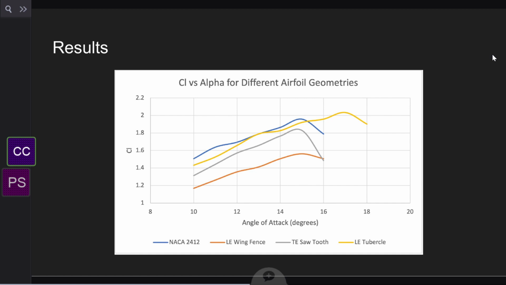And the worst performing was the wing fence. It realized stall at the same angle of attack. However, it was performing much worse in terms of the absolute value of the coefficient of lift. However, the stall that it did realize was much less drastic than the others.